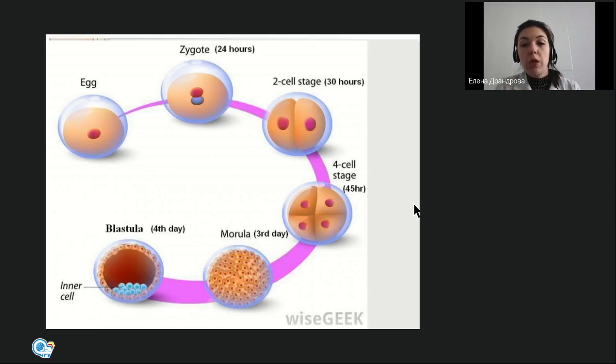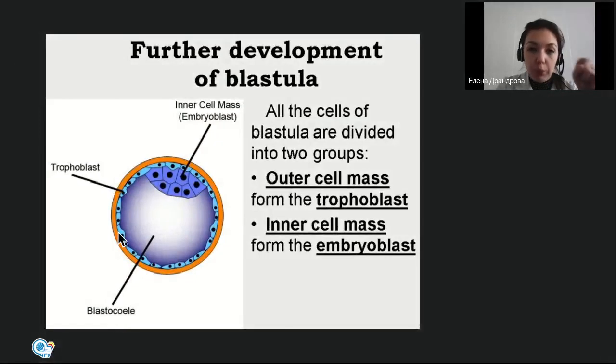So the next stage after the morula, on the fourth day, is the formation of the blastula. So all the cells of the morula are divided into central cells and peripheral cells. So it is the outer cell mass and the inner cell mass. The outer cell mass forms a cavity, yes? And in the inner cell mass, they choose a pole, the embryonic pole, one part of this morula, and all of them are concentrated in that particular pole.